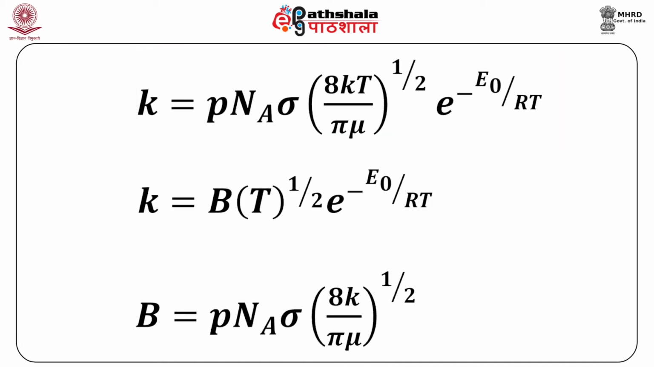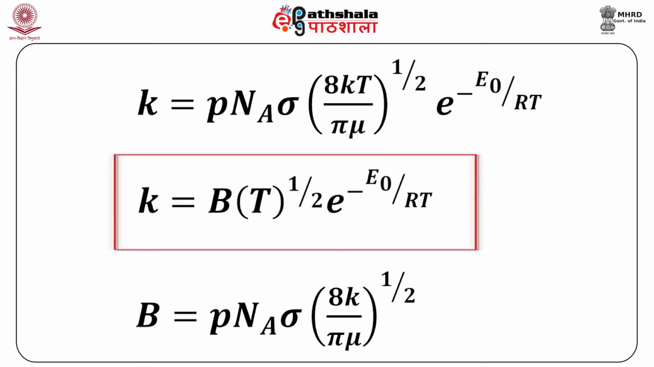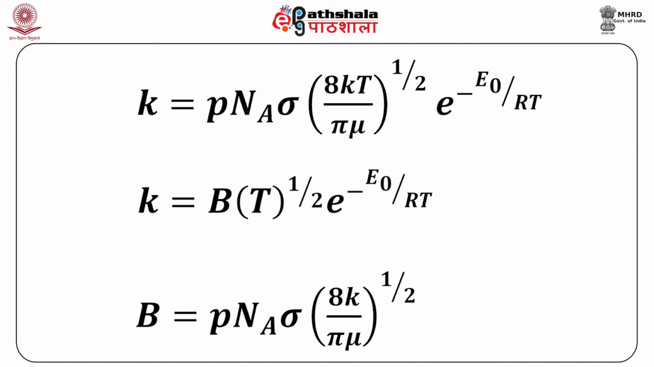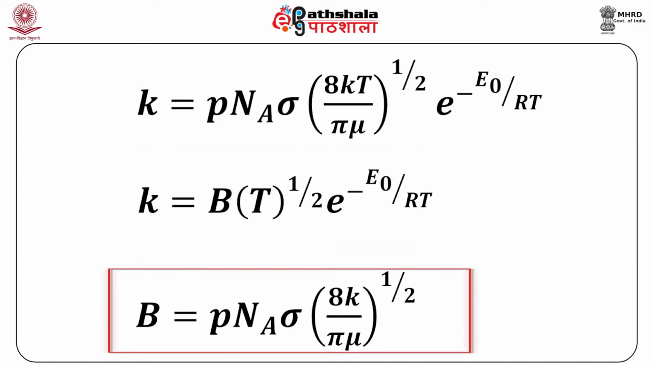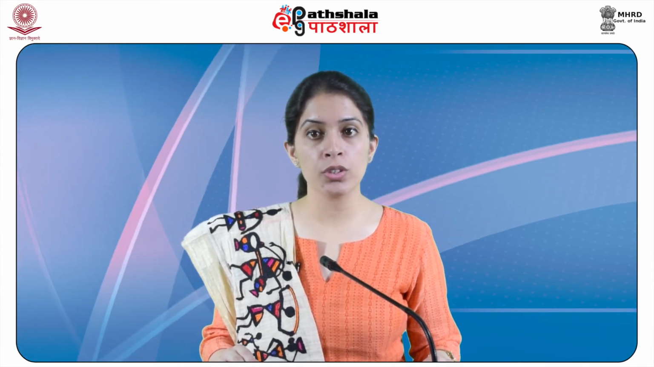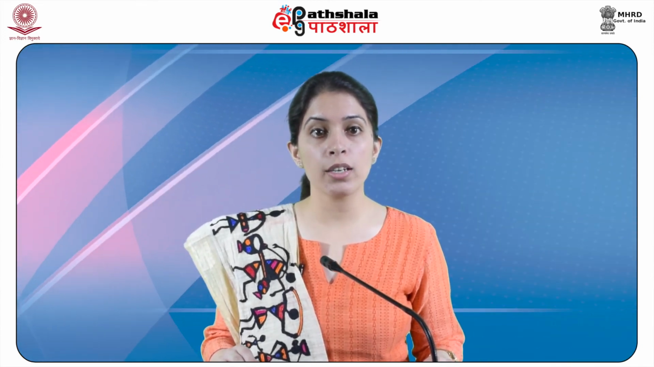We can simplify the rate constant expression as obtained from collision theory as K equals B into under root T into e to the power minus E naught by RT, where we have assumed B as P into Na into sigma into under root 8k upon pi mu. So, we can say that B is constant and is independent of temperature. Now, both these equations, Arrhenius equation and collision theory equation, relate rate constant of a reaction to various factors.